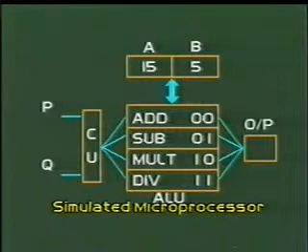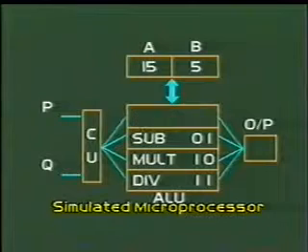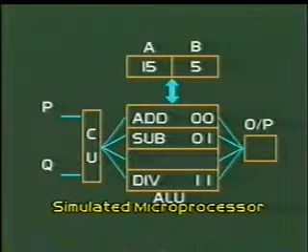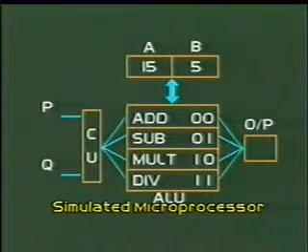Let us say we have two numbers 15 and 5. These numbers are stored in temporary storage elements known as registers in microprocessor language. Using digital gates, we have made an adder, subtractor, multiplier, and divider, which will act as ALU.